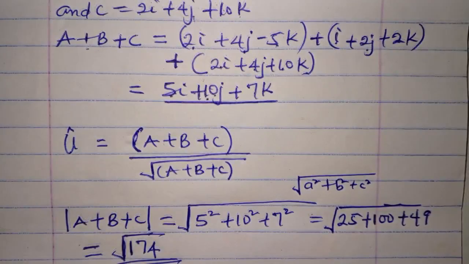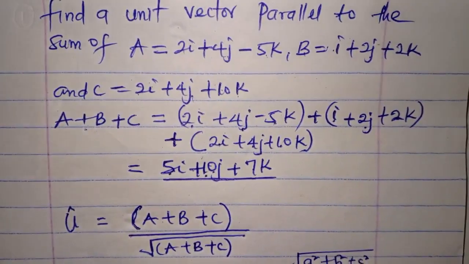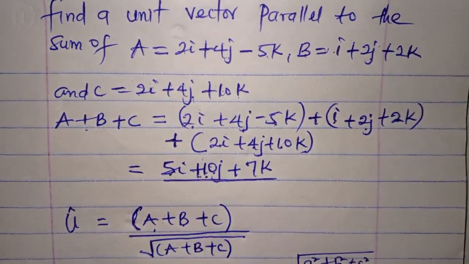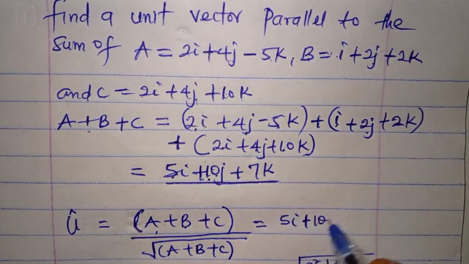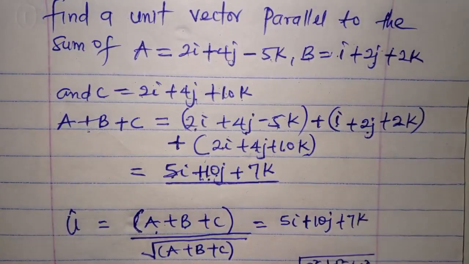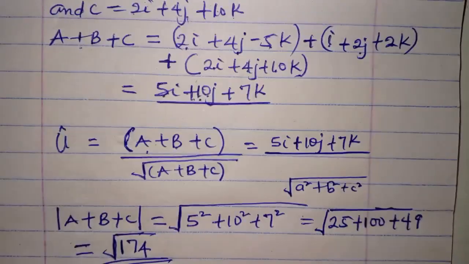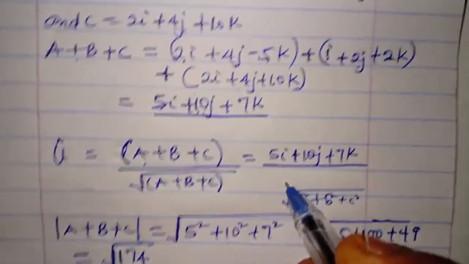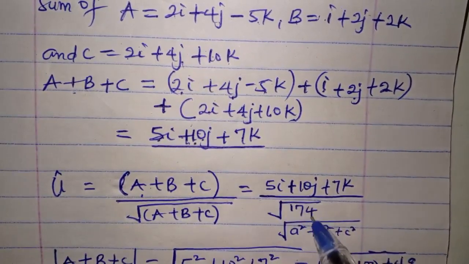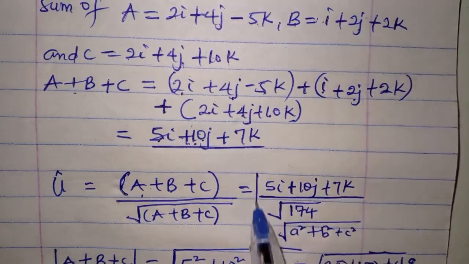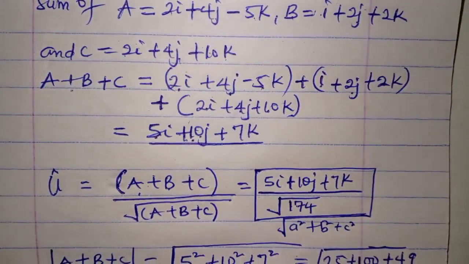Alright, so what is the unit vector now that is parallel to the sum of the three vectors? Okay, so A plus B plus C is this. That is 5i plus 10j plus 7k. And the modulus of this resultant is the square root of 174. So divided by the square root of 174. This is the unit vector that is parallel to the sum of the three vectors A, B, and C.